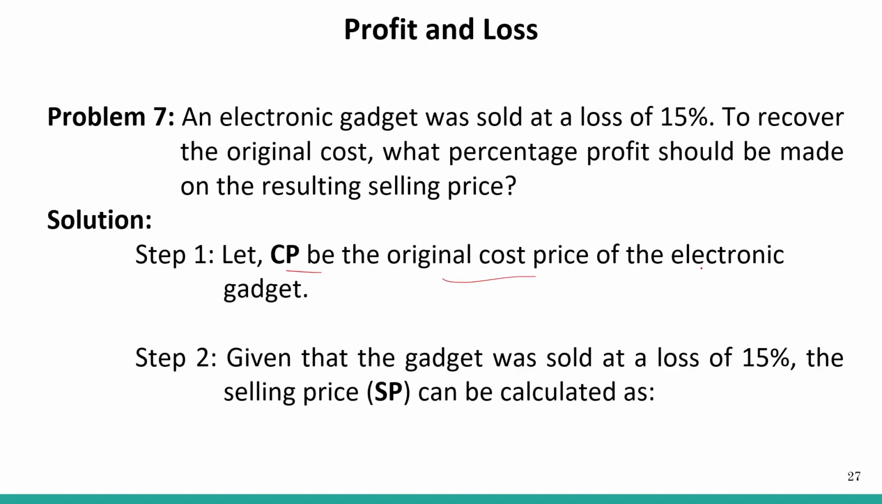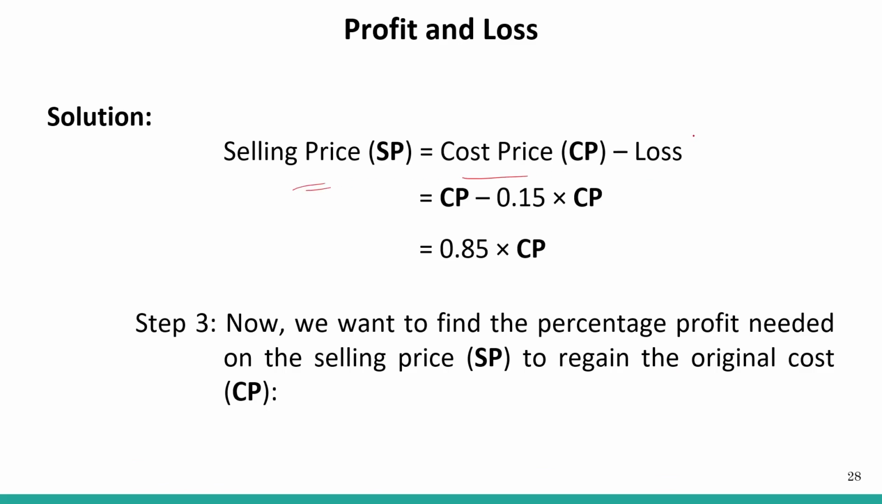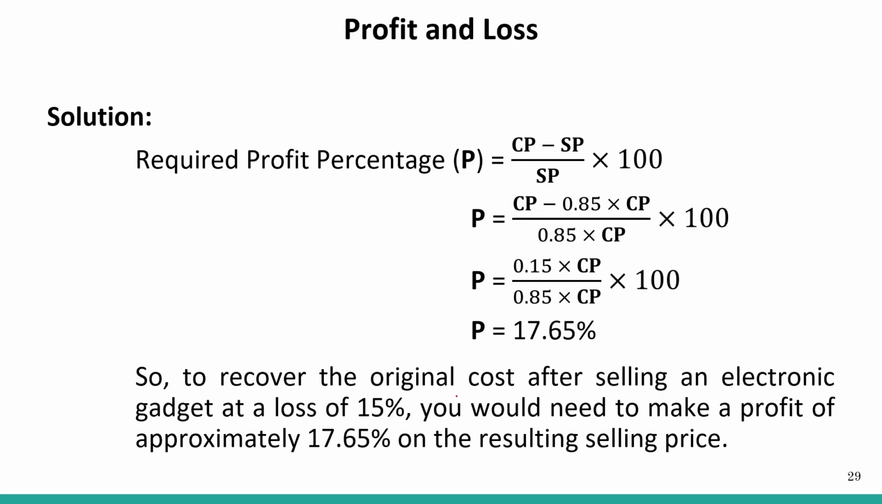So let CP be the original cost price of the electronic gadget, right? Given that the gadget was sold at a loss of 15%, here is the loss. So the selling price can be calculated as selling price equal to cost price minus loss. So CP minus 0.15 into CP, so 0.85 into CP. Now we want to find the percentage profit needed on the selling price to regain the original cost. So required profit percentage is equal to CP minus SP whole by SP into 100, right? This is the formula. CP minus 0.85 CP will be 0.15 CP. In the denominator we have the new selling price, that is, after the 15% loss.